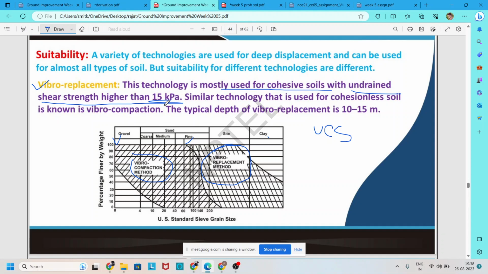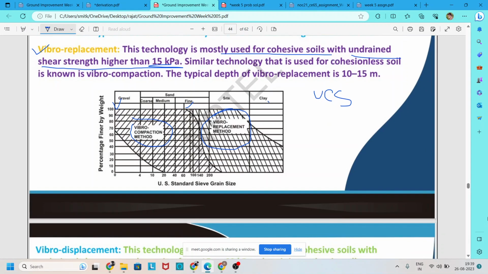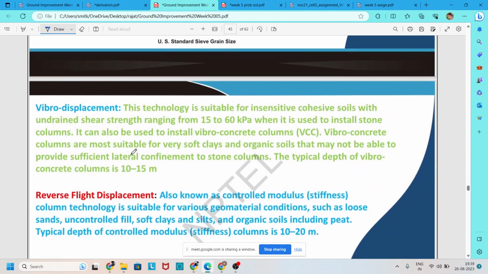If we apply this technology for cohesionless soil, it is termed the vibro compaction method, which we also elaborately discussed in our previous lectures. This method is suitable to improve the ground up to 10 to 15 meters. In the next slide, we discuss the vibro replacement method.